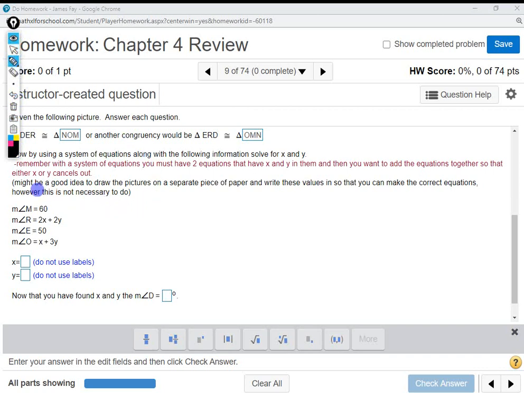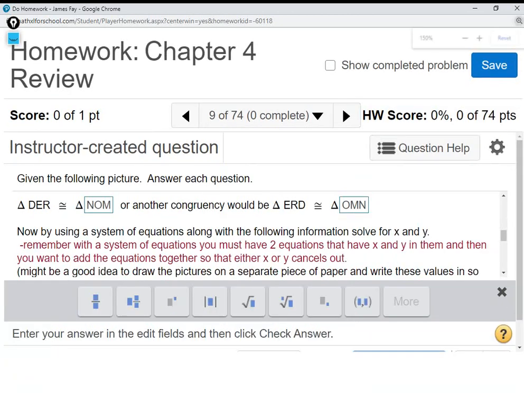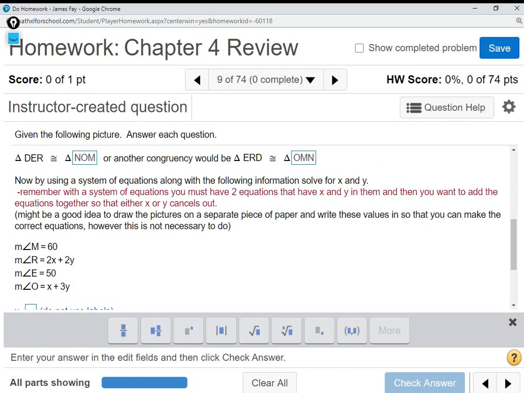But in doing this, they give me this information. So they say angle M, angle R, angle E, and angle O. If I look at my information in my congruency statements, what is angle M, which is this third letter? What is it going to be congruent to over here? R. So I'm going to take M and R and set them equal to each other. Does that make sense? Now we can say, are E and O congruent to each other as well?